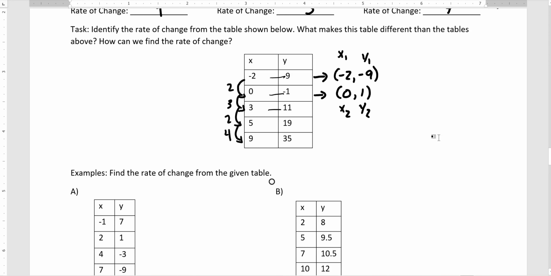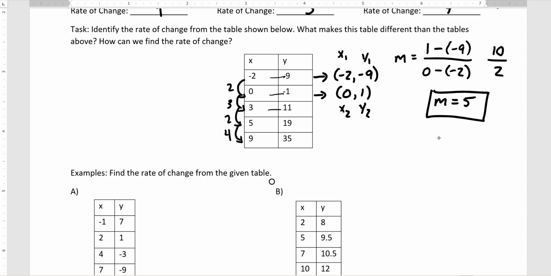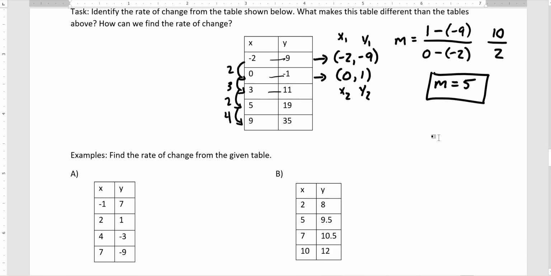All right, so now that we've done that, let's go ahead and use the formula that we know. So m equals y2, 1, minus y1, negative 9, over x2, 0, minus x1, negative 2. Well, 1 minus negative 9 would become 1 plus 9, which is 10. 0 minus negative 2 would become 0 plus 2, which is 2. So we'd find here that m equals 5. And that would be our slope here. Raise your hand if you have any questions about that.